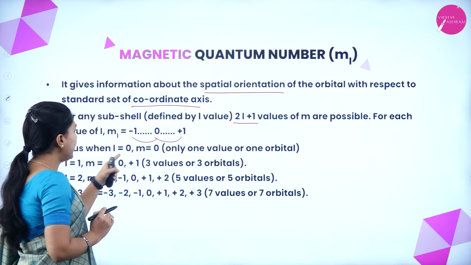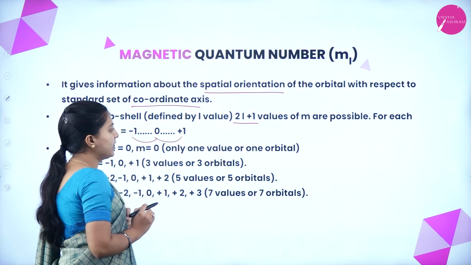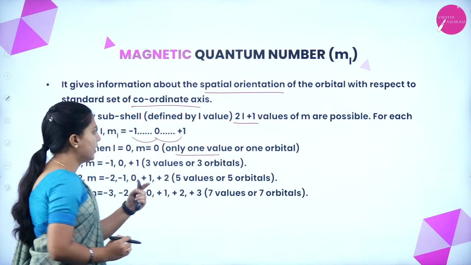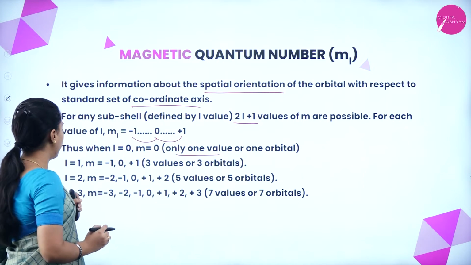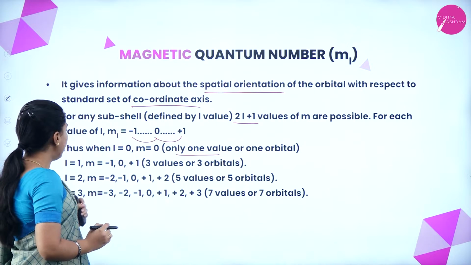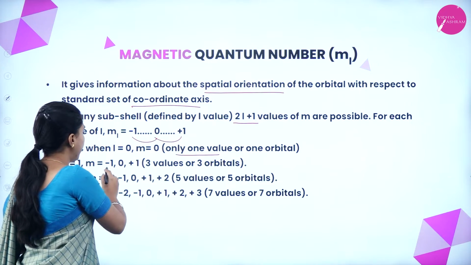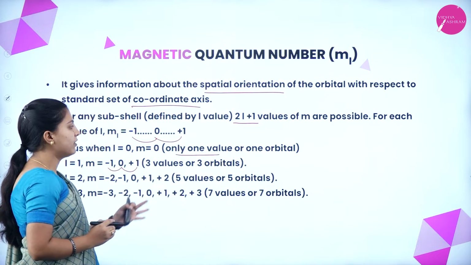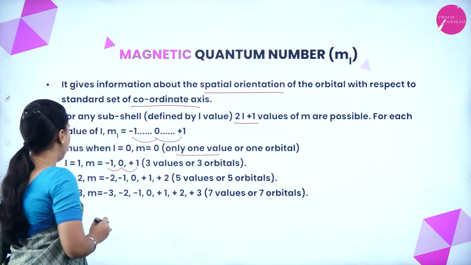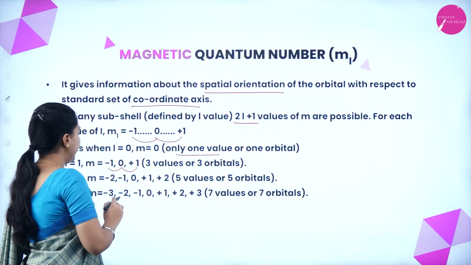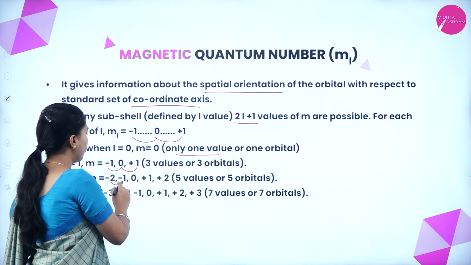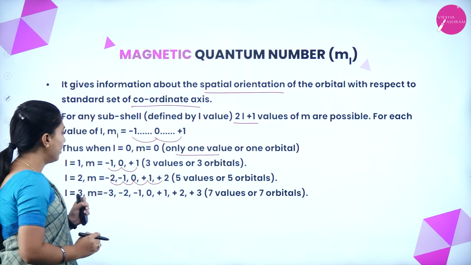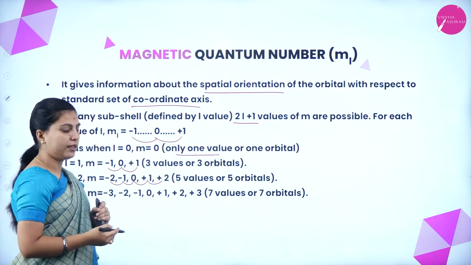Thus, when l equals 0, m equals 0, only one orbital will be there, one value or sublevel. When l equals 1, m will be minus 1, 0, plus 1, overall 3 values, that is 3 orbitals. When l equals 2, m equals minus 2, minus 1, 0, plus 1, plus 2, overall 5 values, 5 orbitals.